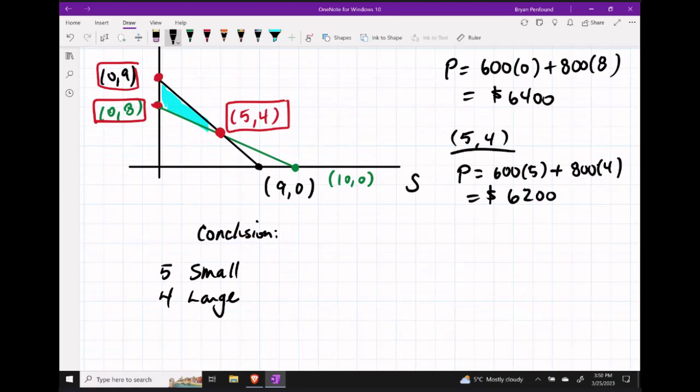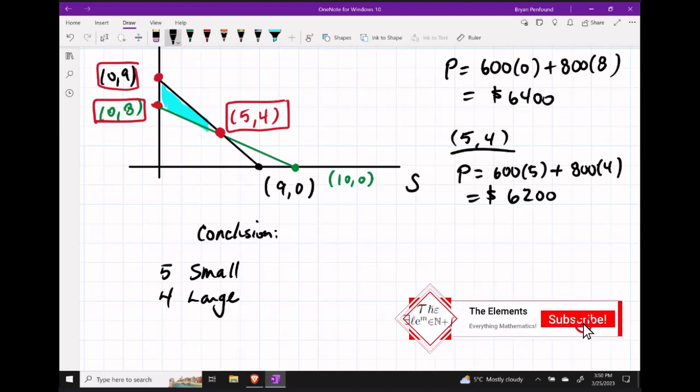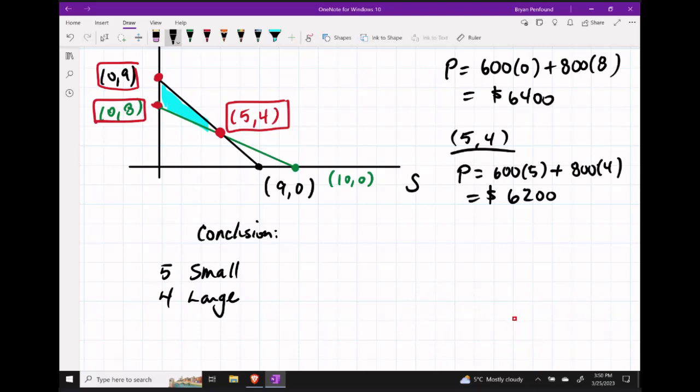So in conclusion, we are going to rent 5 of the smaller buses. Each of those buses has our 40-seat capacity. And we're going to rent 4 large buses at the 50-seat capacity.